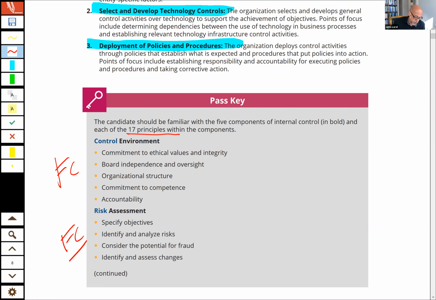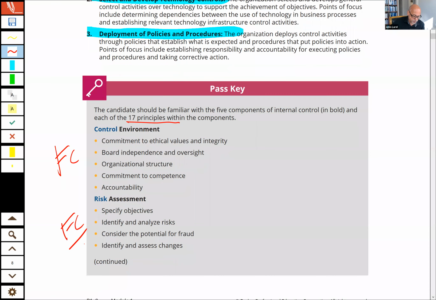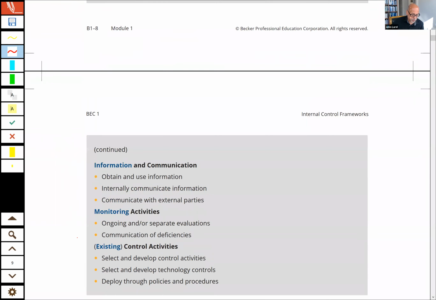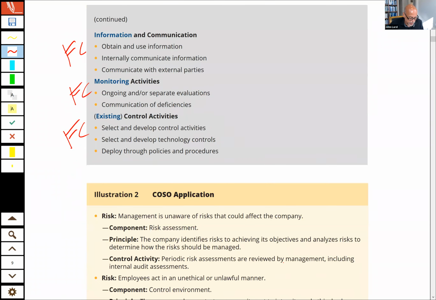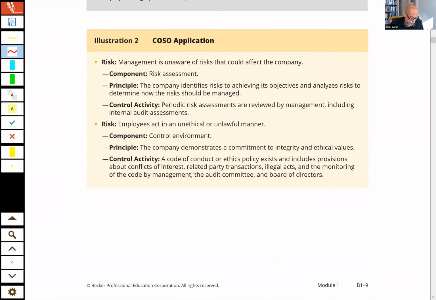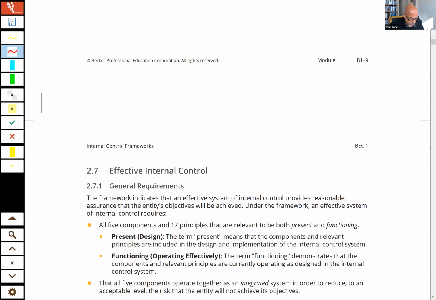The principles under risk assessment, we talked about, there are 4 of them, right? Principles under information and communication, there are 3 of them. And then monitoring, there are 2 of them. And then finally, the 3 that we talked about under control activities. But remember, make that flashcard that has the cube that I showed you, so remember the proper order, because they're in love with their own mnemonic. And I think sometimes in trying to keep that mnemonic in your head, they kind of destroy the thoughtful process of how this whole thing's supposed to come together.